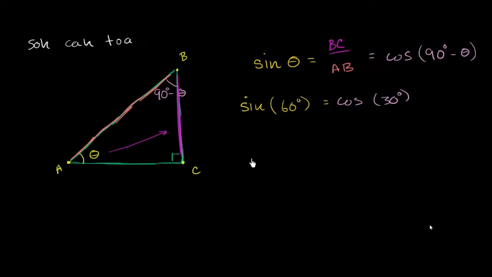We could think about the cosine of theta. The cosine of theta is going to be equal to the adjacent side to theta, to angle A, I should say. And so the adjacent side is right over here. That's AC. So it's going to be AC over the hypotenuse, adjacent over hypotenuse. The hypotenuse is AB. But what is this ratio from angle B's point of view? Well, the sine of angle B is going to be its opposite side, AC, over the hypotenuse, AB. So this right over here, from angle B's perspective, is angle B's sine. So this is equal to the sine of 90 degrees minus theta. So the cosine of an angle is equal to the sine of its complement. The sine of an angle is equal to the cosine of its complement.